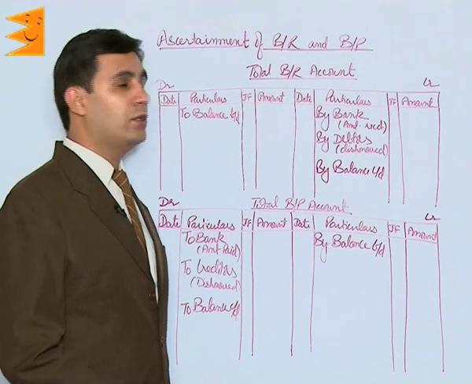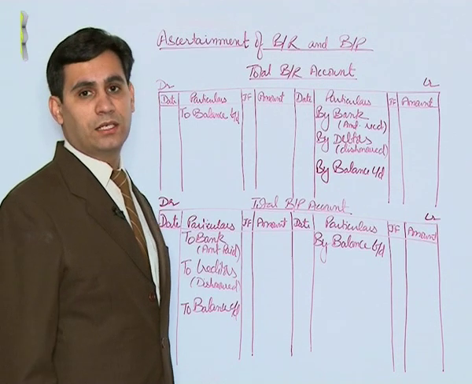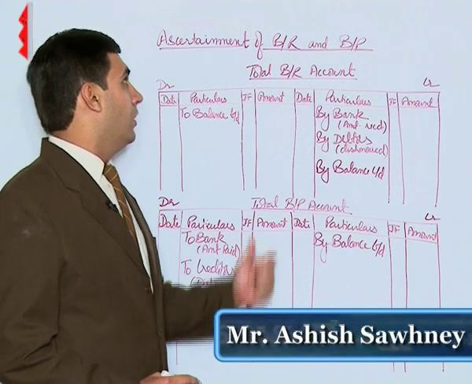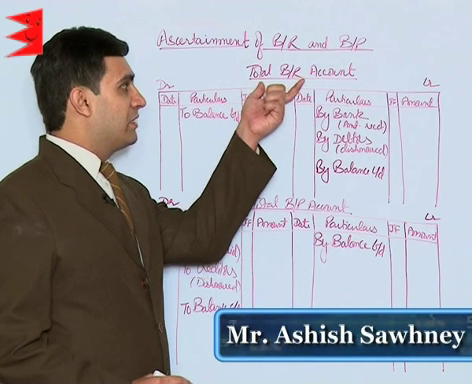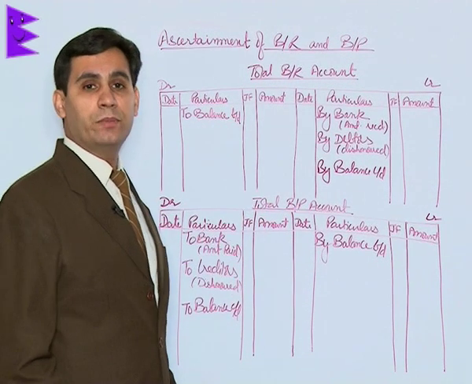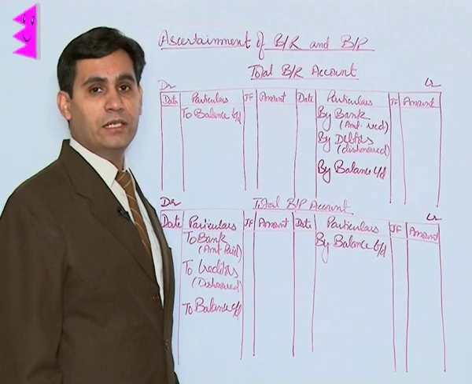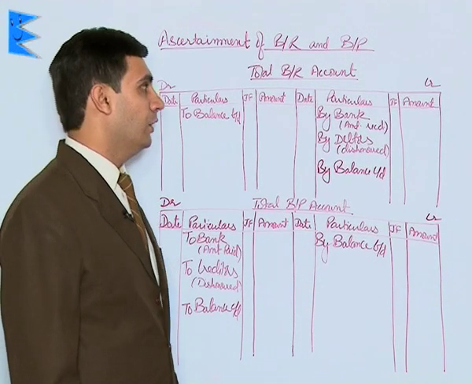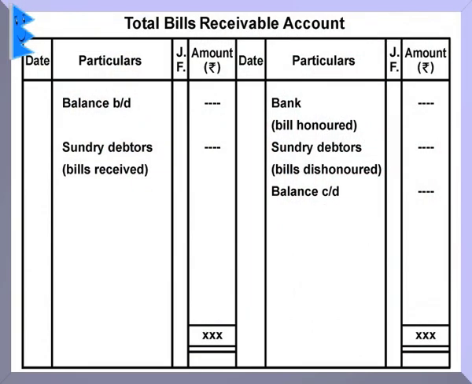Just like we had prepared total creditors account and total debtors account to calculate credit purchases and credit sales, we can prepare total bills receivable account and total bills payable account to calculate bills receivable that we have received during the year and bills payable issued to creditors during the year. Now students, the format of total bill receivable account is presented here.